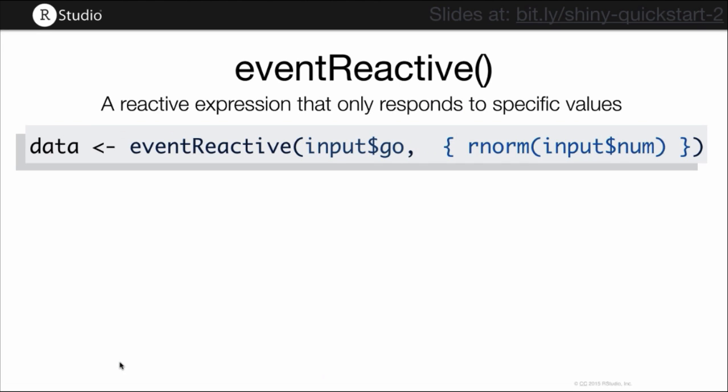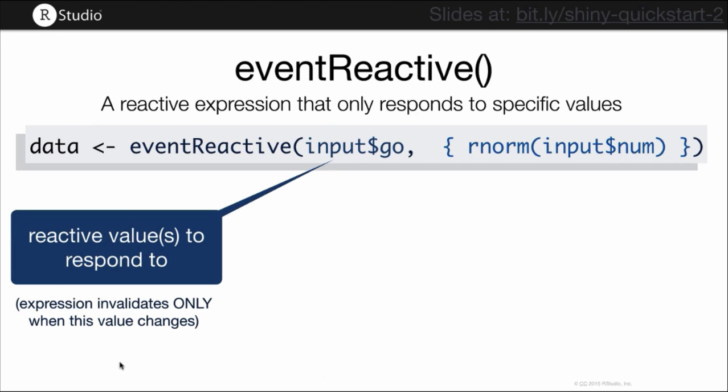The way to do this in Shiny is with the function eventReactive. eventReactive makes a reactive expression just like reactive does, but it has a different syntax. The syntax of eventReactive is much more similar to observeEvent. The first argument you give it is either a single reactive value or a vector of reactive values to respond to, and only these values will invalidate this reactive expression.